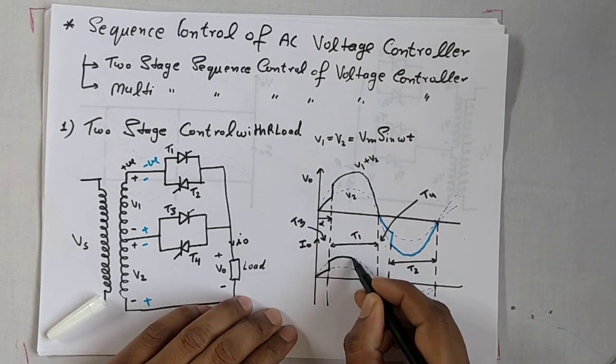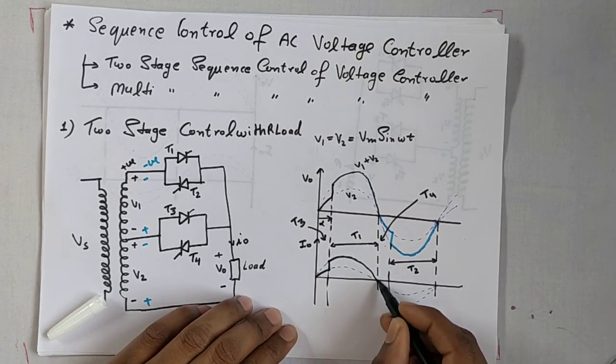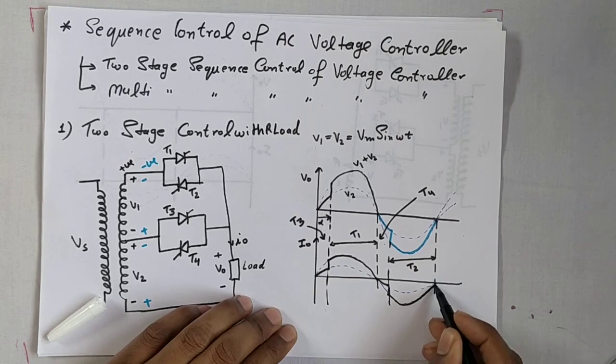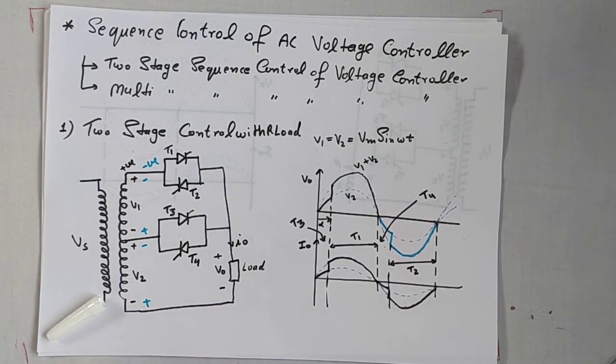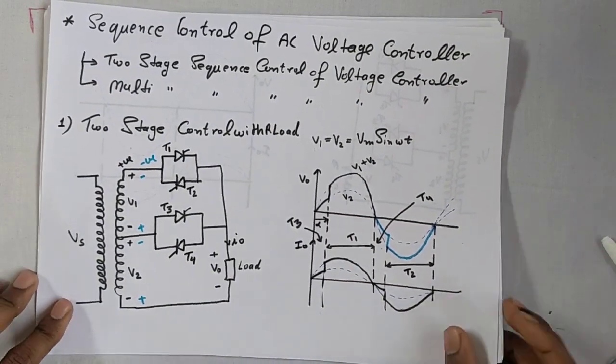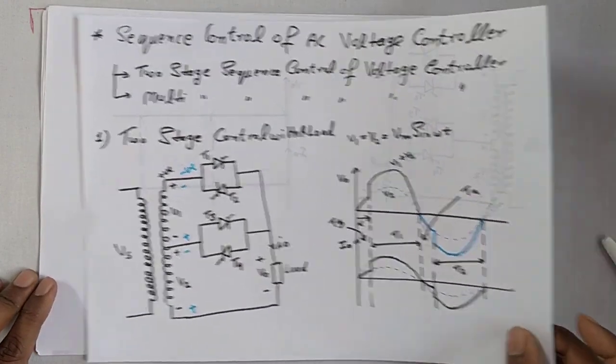This one is the current waveform for the two-stage control with R load. Now next is two-stage control with RL load.